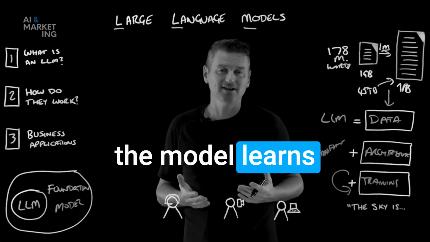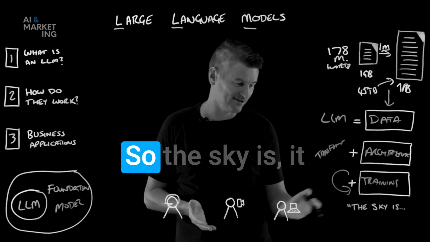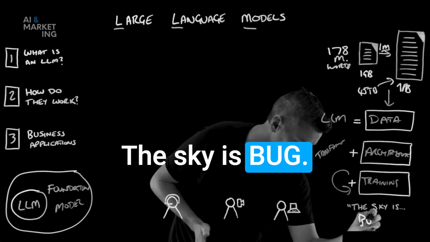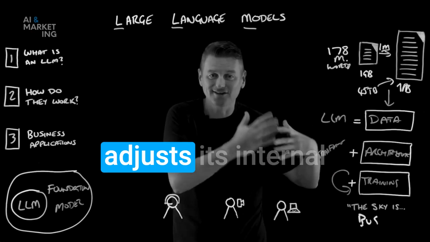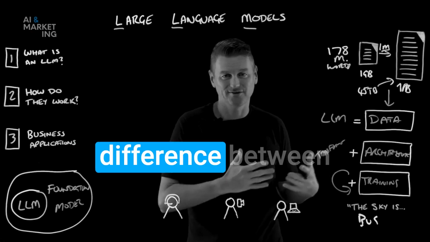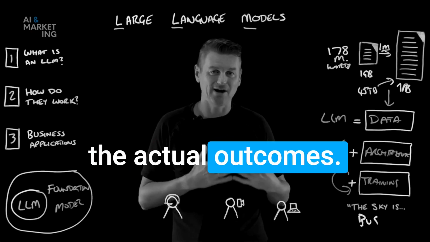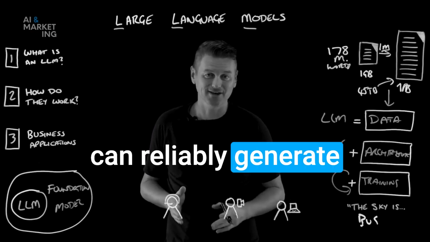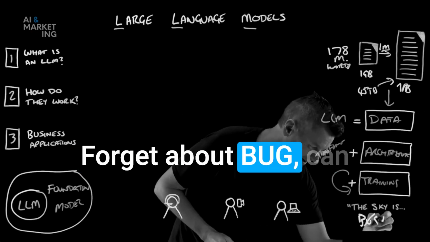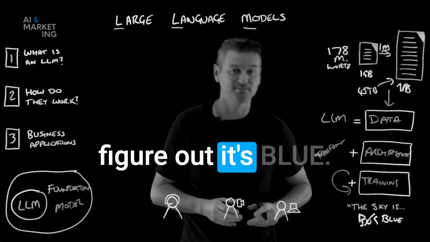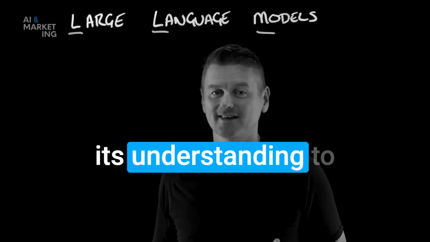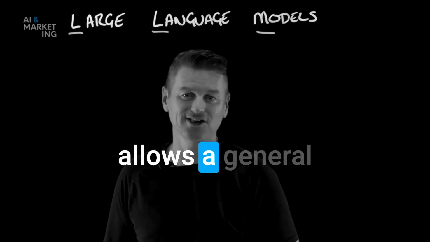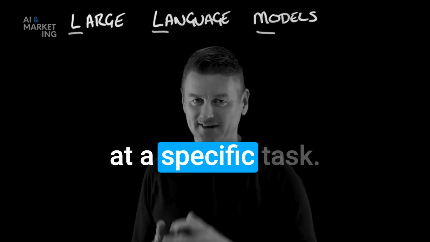Now, during training, the model learns to predict the next word in a sentence. So, "the sky is..." it starts off with a random guess: "the sky is bug." But with each iteration, the model adjusts its internal parameters to reduce the difference between its predictions and the actual outcomes. The model keeps doing this, gradually improving its word predictions until it can reliably generate coherent sentences. Forget about bug. It can figure out it's blue. Here the model refines its understanding to be able to perform this specific task more accurately. Fine-tuning is what allows a general language model to become an expert at a specific task.